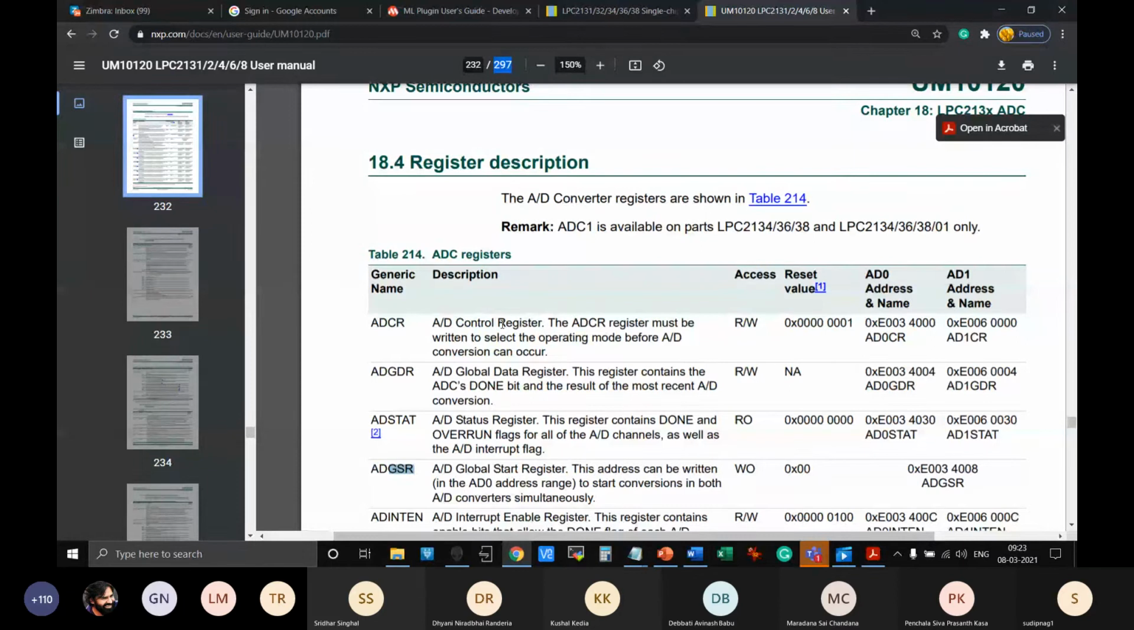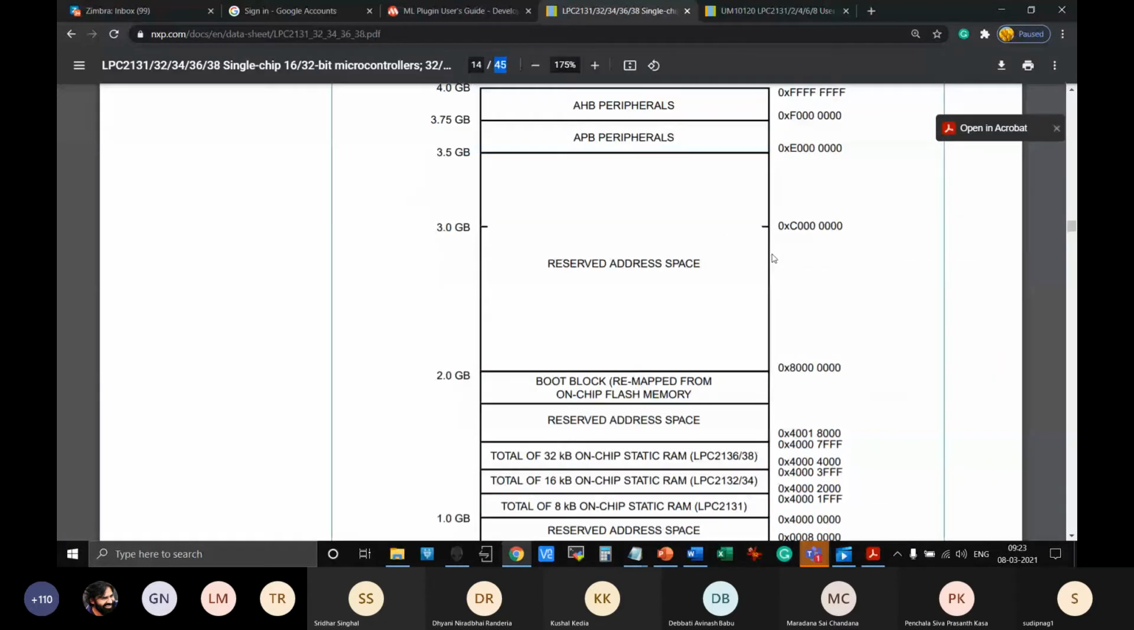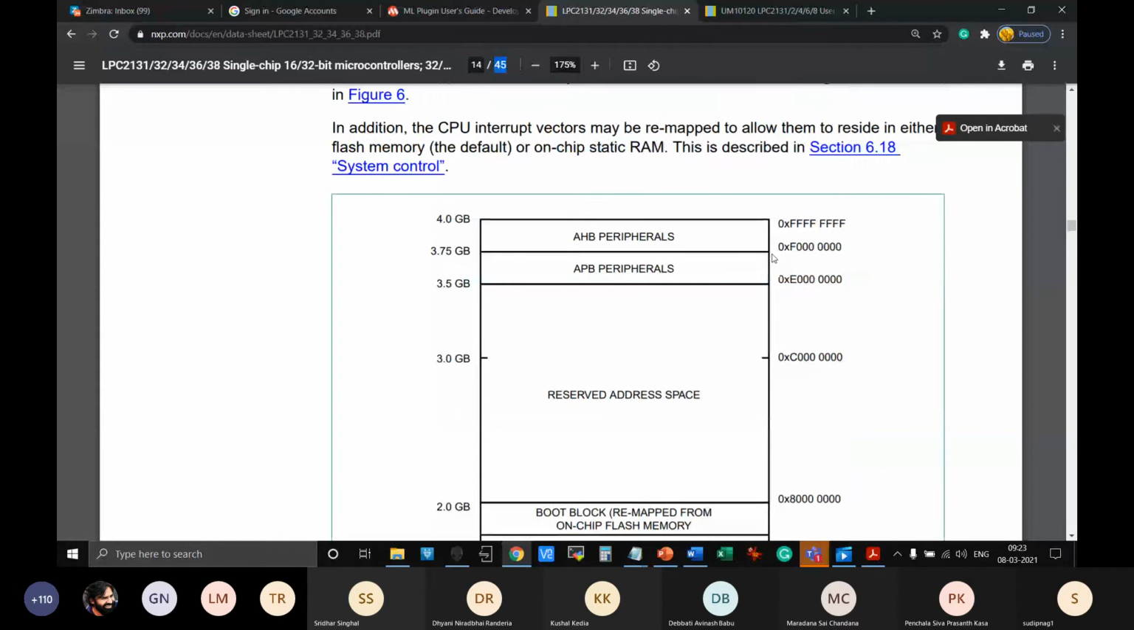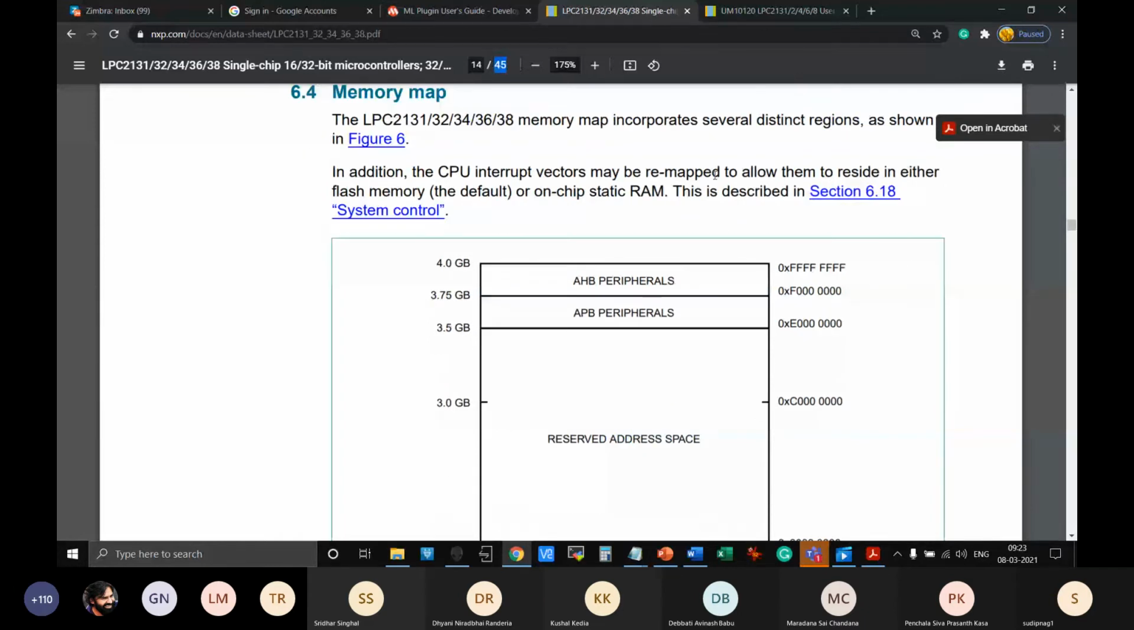Obviously, there are some example codes available for using these register sets for doing A2D conversion or any other purpose, and you can simply go and read some part of this manual and then adopt it in your code. Typically, this memory map is considered automatically within the compilers and linkers.